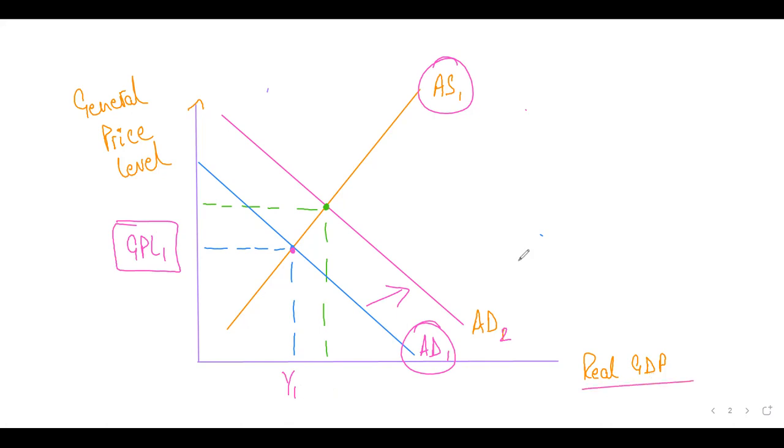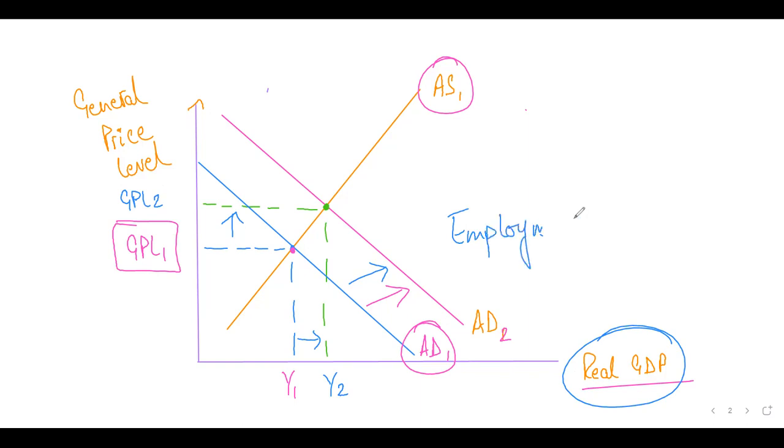On the x-axis, you always have real GDP. Then what happens when your aggregate demand shifts outwards because of lower taxes? Your general price level increased, which means there is now more inflation, but at the same time, your real GDP also increased. So that means higher employment. When there's more GDP being produced in a country, what happens to your employment? Your employment is increasing. Is this making sense? Very good, excellent.